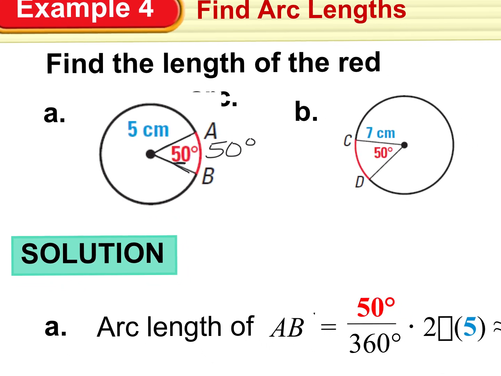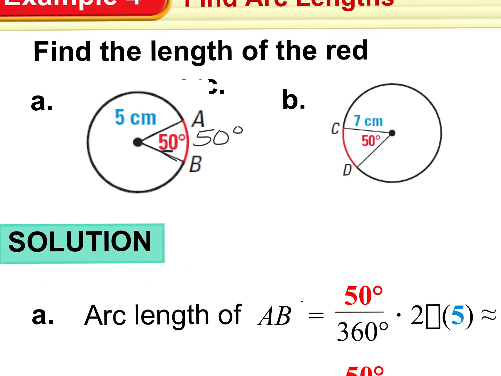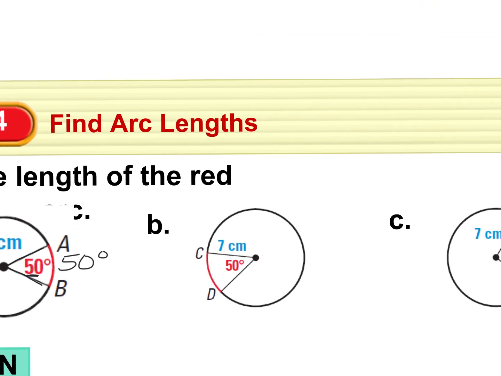Okay, so we're going to talk about finding the arc length using the angle measure and the arc measure. Okay, so arc length equals, we need a ratio of our arc measure. So we would have the measure of the angle, or the measure of the arc, however you want to think about it, divided by how much do they all add up to? 360. So that's our ratio.